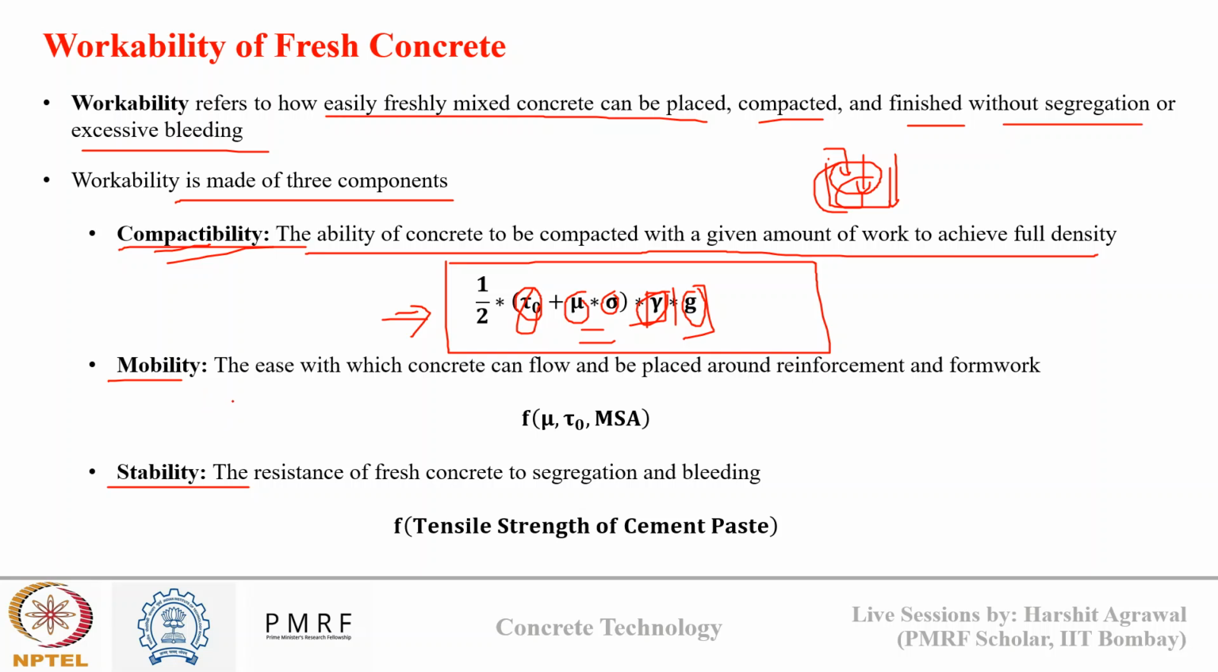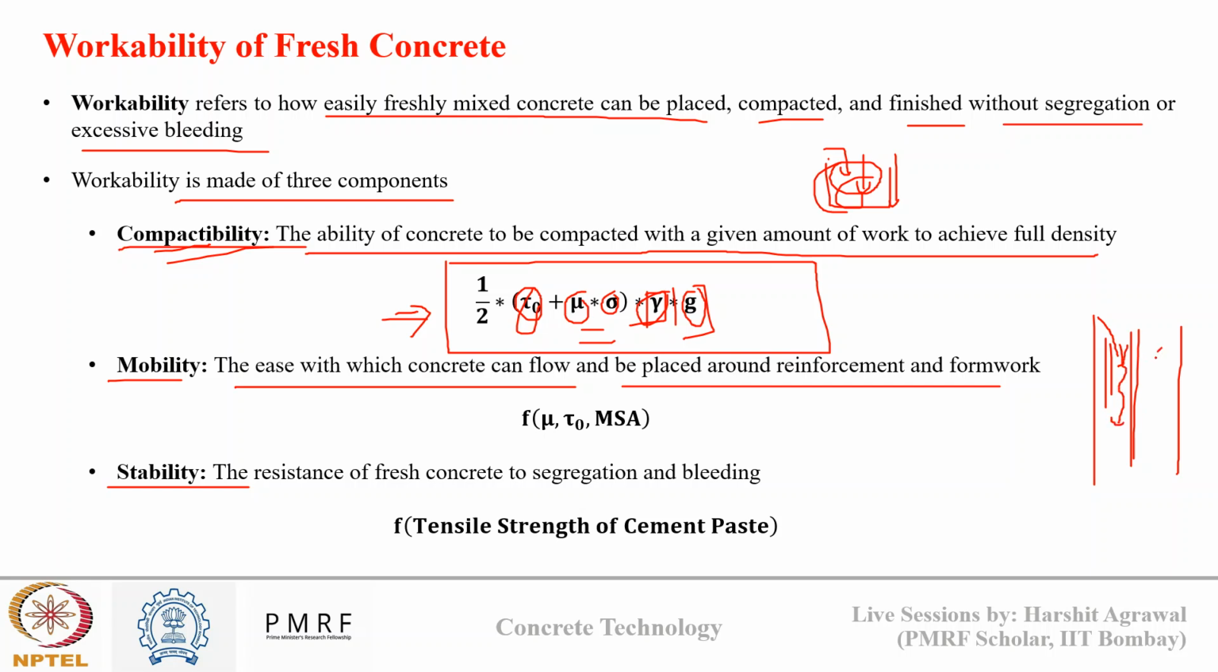Okay. Second is mobility, the ease with which concrete can flow and be placed around reinforcement or a formwork. Suppose this is my formwork, and these are reinforcements that are there. So mobility refers to with what ease my concrete is flowing through these restricted portions inside the formwork to move to each and every corner. Okay, so that is referred to as mobility. Without any compaction force being applied, how well my concrete is flowing on its own. Okay, and that will depend upon the viscosity, yield strength, and the maximum aggregate size.